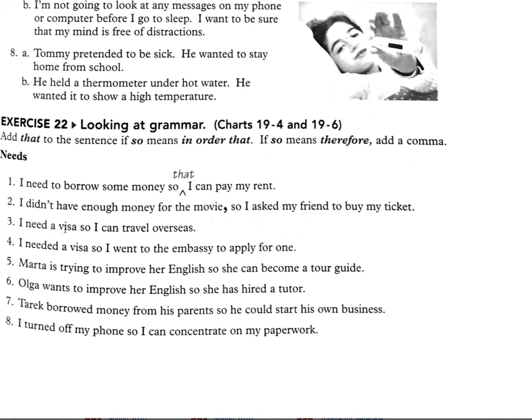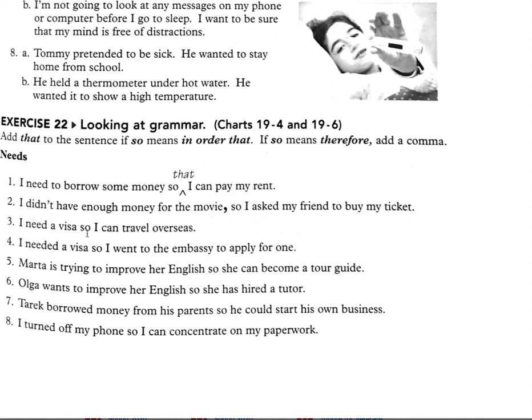I need a visa so I can travel overseas. If we look at so here, ladies and gentlemen, ask yourself, does it mean in order that or does it mean therefore? If it means in order that, I'm going to put that. If it means therefore, I'm going to put a comma. So, I need a visa so that I can travel overseas.